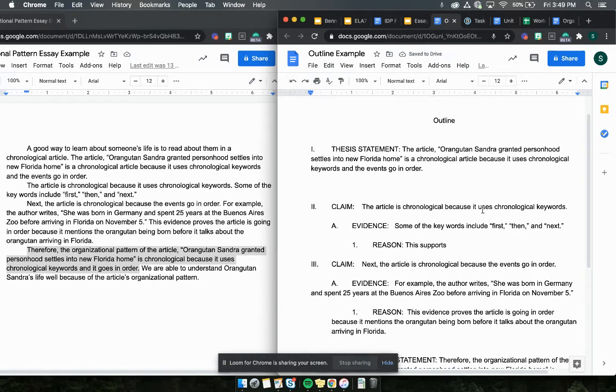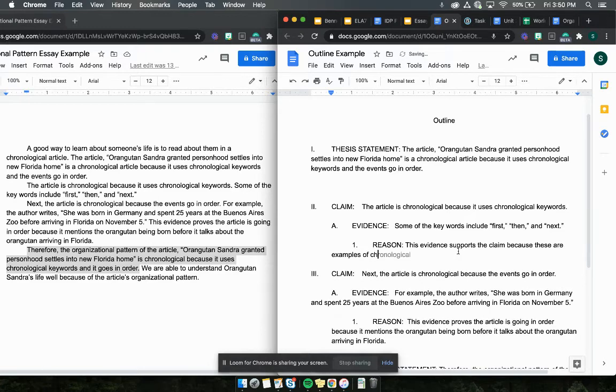Now, I am not done. The reason I'm not done is because I have a blank right here. Okay, I don't have anything written here, and I need to plug something in here. So I need to come up with a reason about how this piece of evidence is related to the claim. So I need to add that in right now. This isn't in my essay. I have to come up with it right now. I'm going to write this evidence supports the claim because these are examples of chronological keywords.